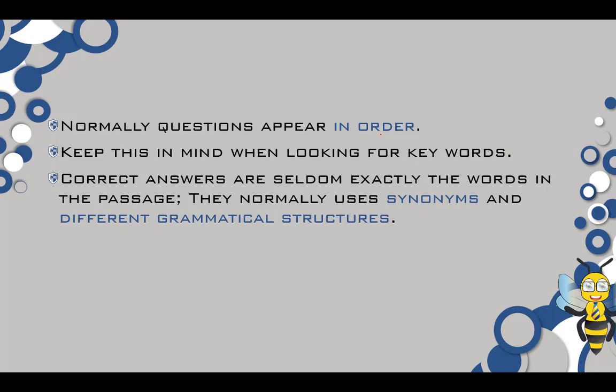Now remember that normally all questions appear in order. So question one, we already checked, normally refers to an inference question, so you need to understand the whole reading. But question two normally corresponds to the first paragraph of the reading. Question three corresponds to the second paragraph. Question four corresponds to the third paragraph, and so on. So they appear in order.